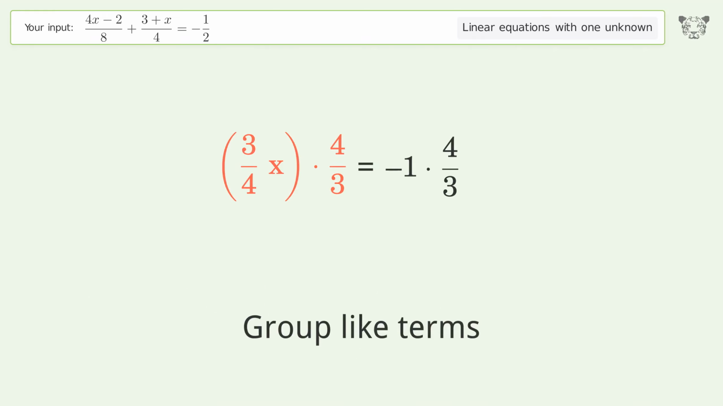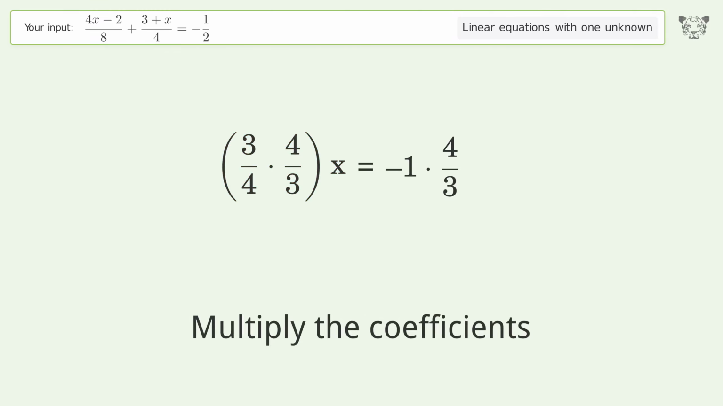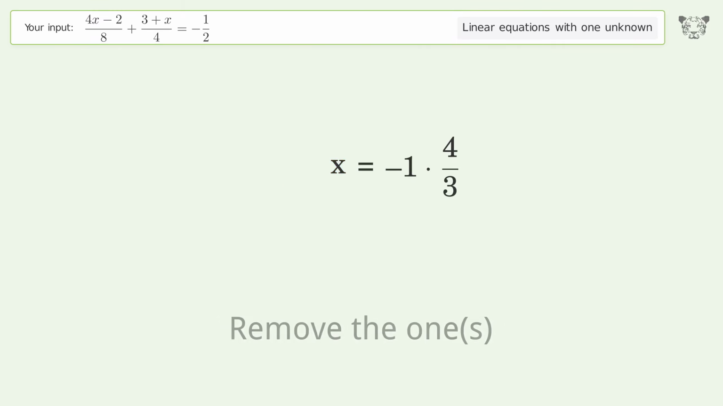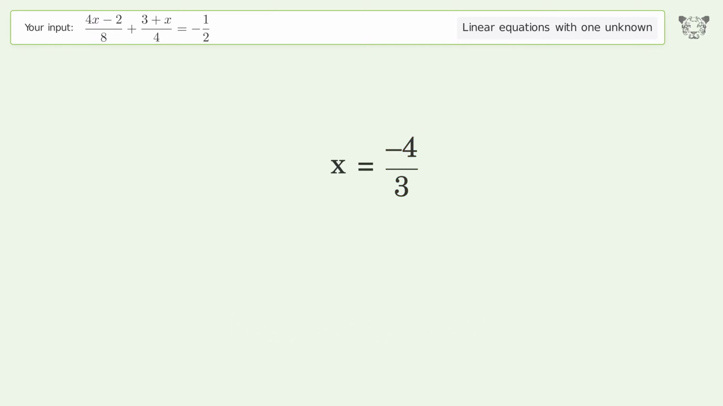Group like terms. Multiply the coefficients. Simplify the fraction. Remove the ones. And so the final result is x equals -4/3.